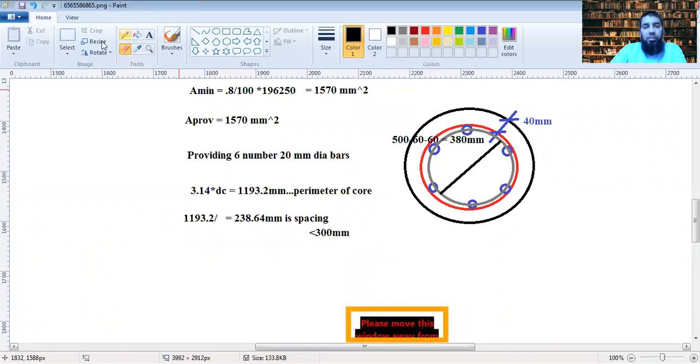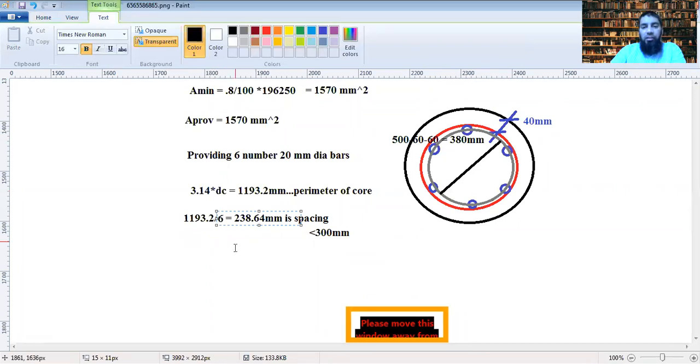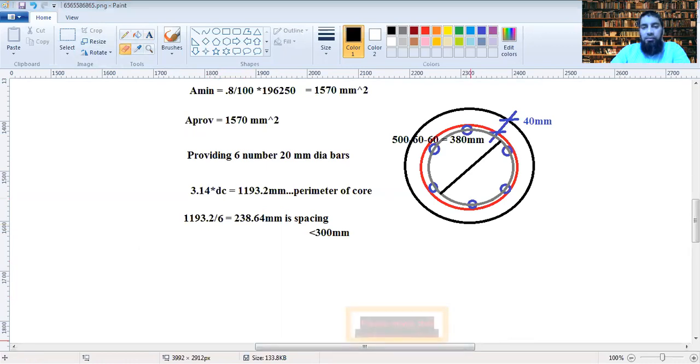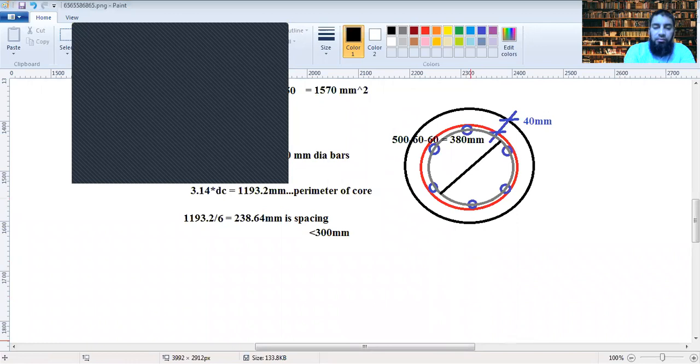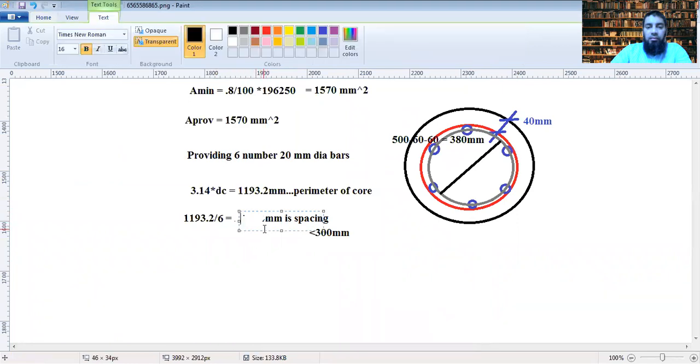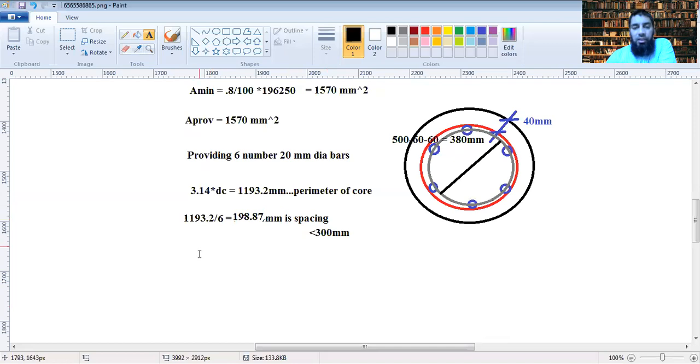You have to check the number of spaces in between. What happens in a rectangular or other column or beam, there the two end bars have only one space between them. Here, because it is a circle, you have 6 spaces in between, right. So it's 1193.2 divided by 6, 198.8687. So this has to be within 300. The spacing has to be within 300. So this is okay.